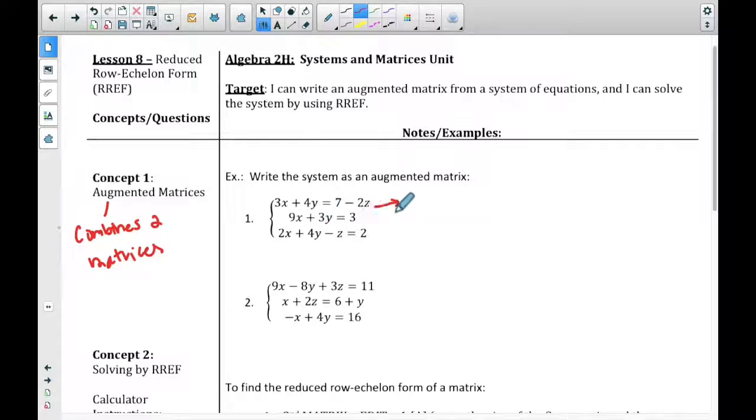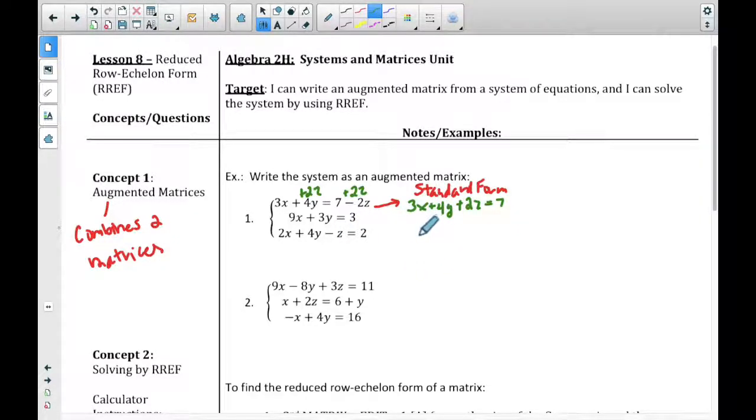So, for instance, I can tell that this first one is a little bit out of order, and so I need to rewrite it into standard form. Can you tell that I would add that 2z to the other side? You're going to add 2z to the right side and add 2z to the left side to put it into standard form. And so now I have 3x plus 4y plus 2z is equal to 7.